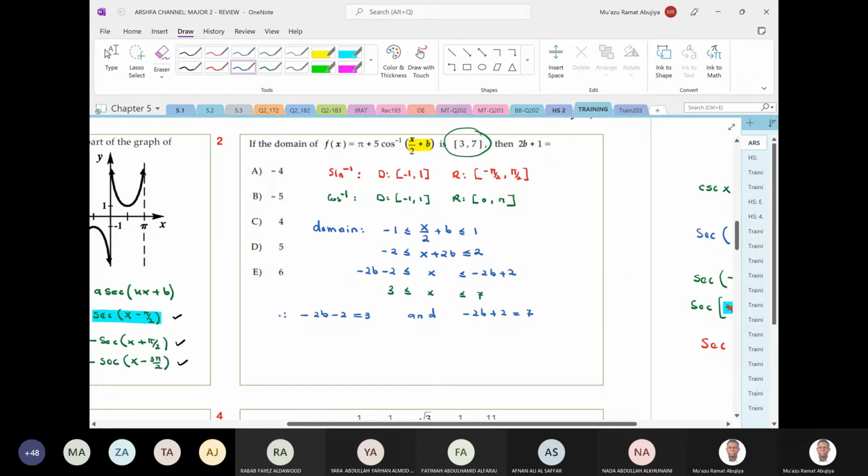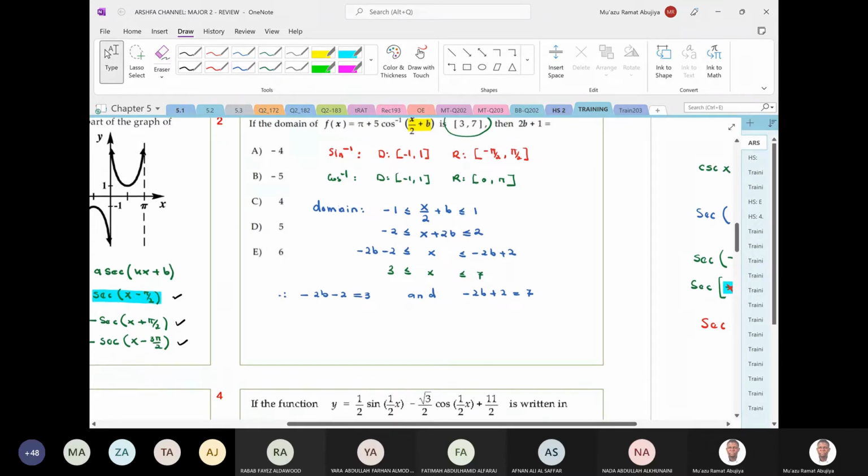Now, solving one of them is enough. We don't need to solve both of them because both of them will give us the same value of b. Now, let me show you both of them, but we need only one. So if I want to solve for b here, we say minus 2b is going to be equal to 5, and b will be equal to minus 5 over 2. Now, similarly, if you solve the other one, we say minus 2b will be equal to 5.